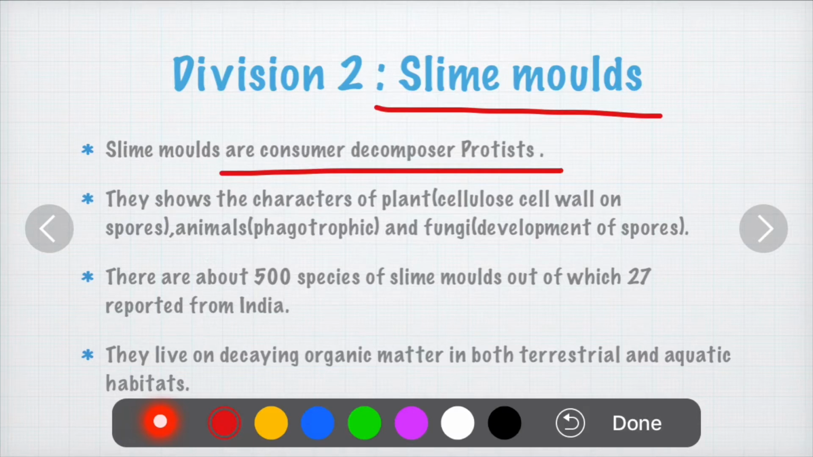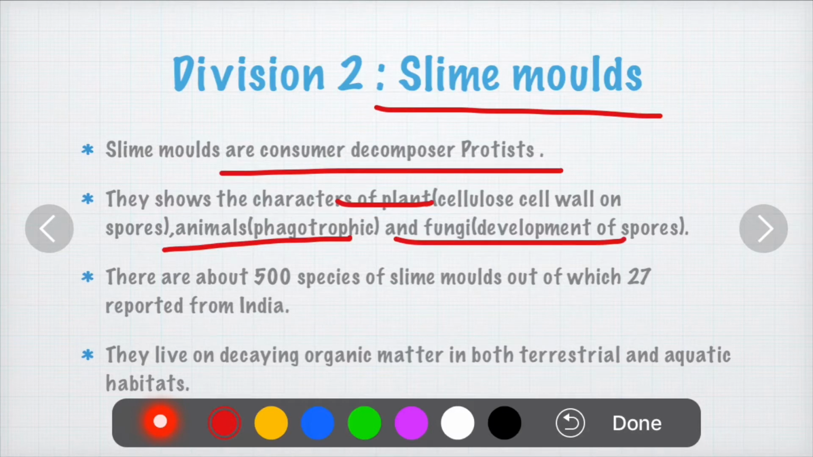They show the characteristic features of plants, that is, they have a cellulose cell wall, and they have spores, as in plants. They show the characteristic features of animals, that is, they are phagotrophic, so they are able to engulf an entire organism as food. And they show the characteristic features of fungi, that is, they are able to develop spores.